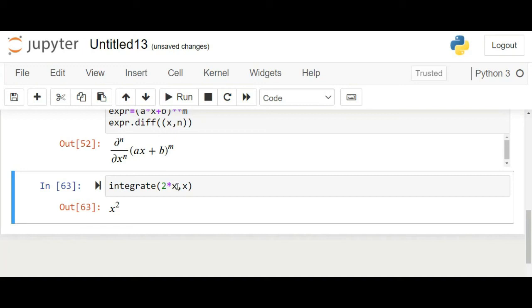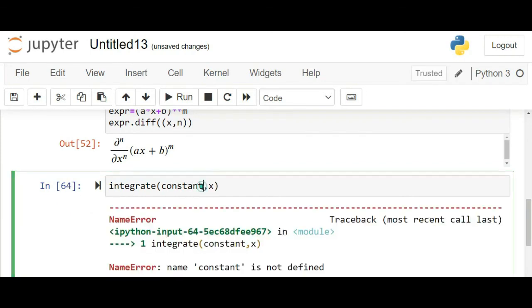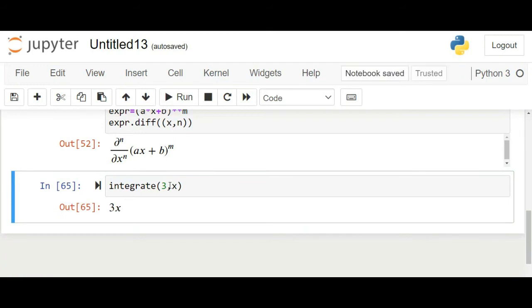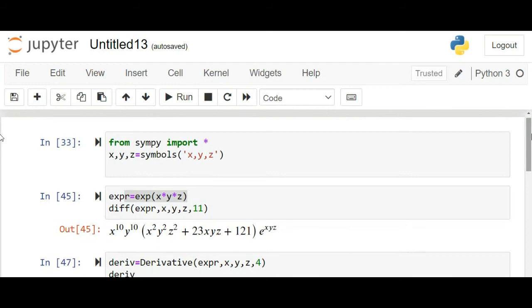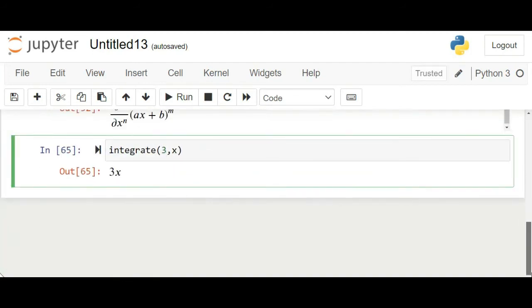So here we can write constant, this is not working. And if we write only integration of 3 with respect to x, which is 3x, because this is constant. But in case of derivative, for example, if I write the derivative of 3, it will be 0. Okay, so these are the ways how to integrate by using the SymPy library in Python.